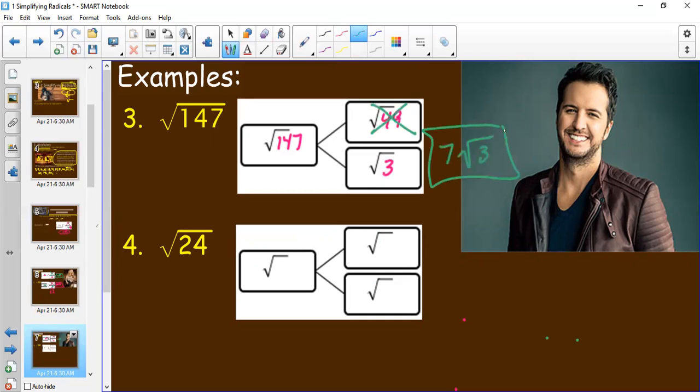I'm done. Next one, we have 24. 24 is 8 times 3, 12 times 2, and 4 times 6. 4 and 6 are the only ones where one of them is a perfect square. Square root of 4 is 2, and keep your square root of 6. Final answer.